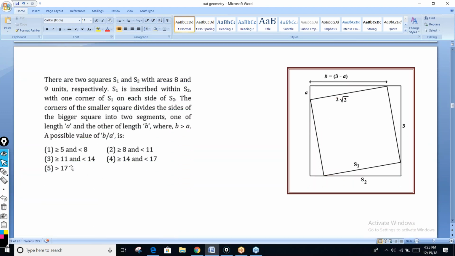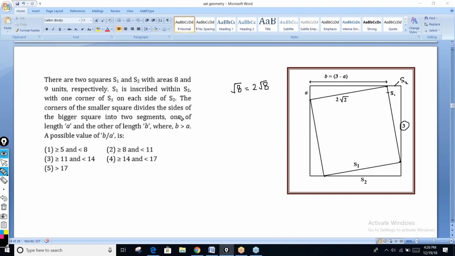This is also doable. The question was there are two squares S1 and S2 with areas 8 and 9. So obviously the smaller area will be S1 and the bigger area will be S2. Area is given, so side is given. The complete side of S2 will be 3 and the side of S1 will be root 8, which is 2 root 2. S1 is inscribed within S2 with one corner of S1 on each side of S2.